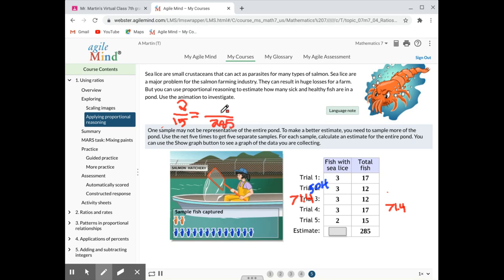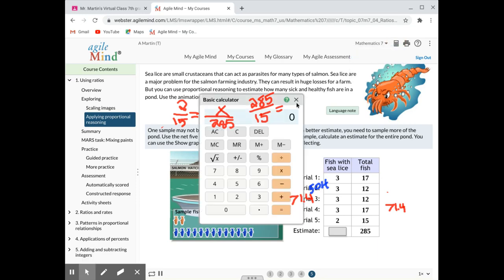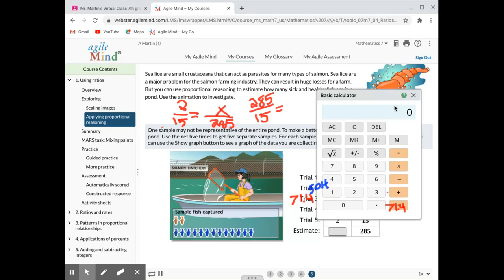Good deal. All right. And so to find our scale factor, what would we do? Divide 15 by 285. Great job. So we got 285 divided by 15. And this is going to give us our scale factor. So we're going to take our calculator and we're going to do 285 divided by 15. What are we going to get?